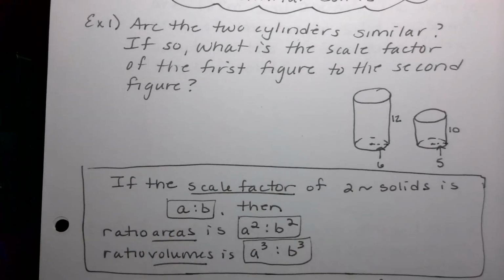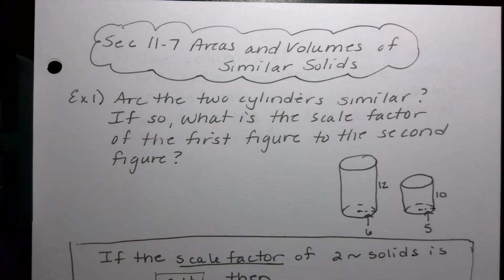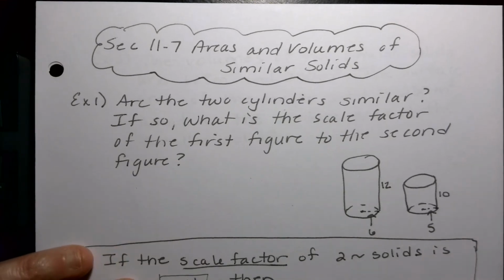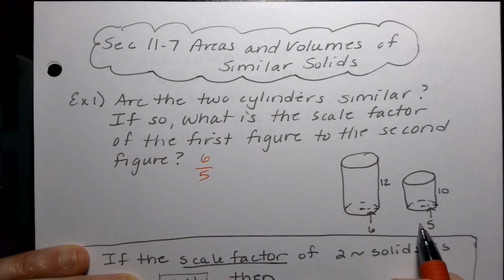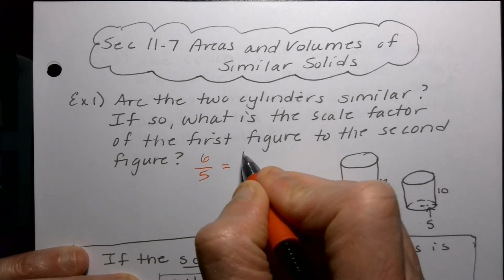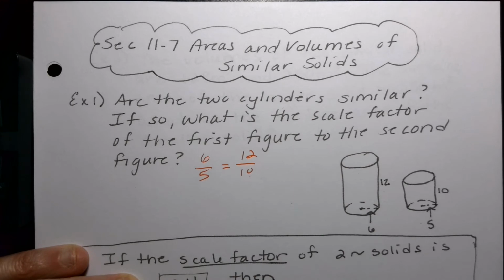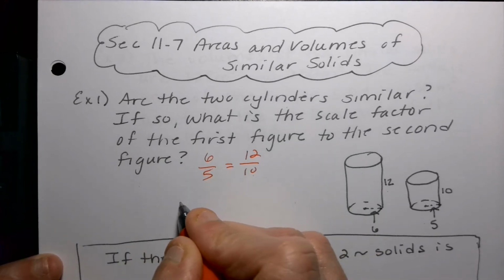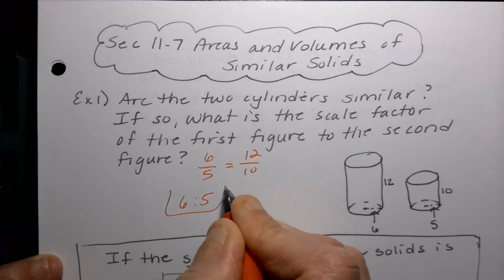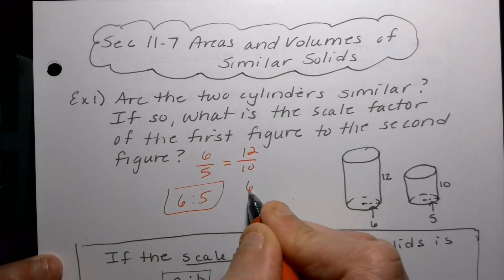Surprise, surprise. So it first says, are these two cylinders similar? If so, what's the scale factor of the first to the second? Okay, so we need to compare them. We need to compare the sides here and see, does 6 over 5 equal 12 over 10? Absolutely, sure does. So it is similar. And now the scale factor is any side over side. So we're going to take the reduced one here, and it's a scale factor of 6 to 5, or 6 over 5. Either is fine.